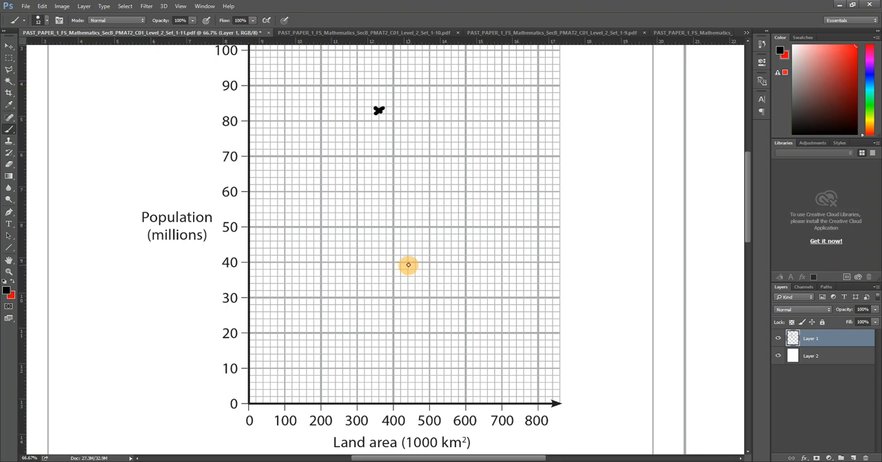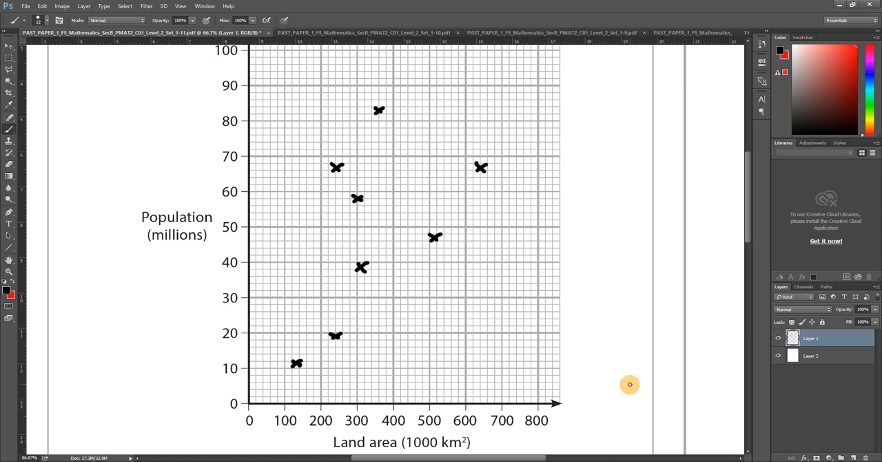So yeah, you have to be as accurate as possible. So 360 across, 83 up is right there. I'm going to carry on and do the rest. So just give me 2 seconds, I'm going to do the rest. And I'll show you the completed scatter graph in a moment.